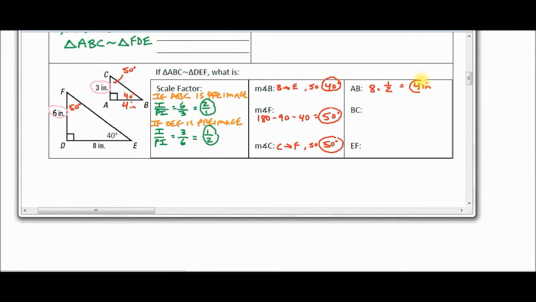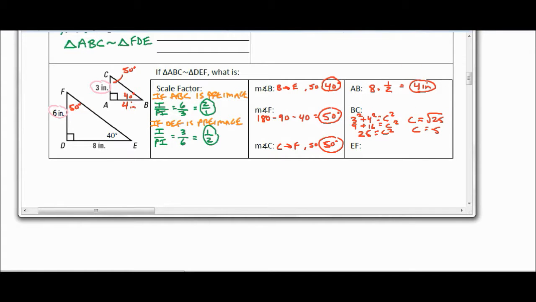Okay, let's take a look at BC. Well, BC is the hypotenuse. We know the legs, 3 and 4. Let's use Pythagorean theorem to find the missing side. So we've got 3 squared plus 4 squared equals c squared. 3 squared is 9. 4 squared is 16. That means 25 equals c squared. So that means c equals the square root of 25, and the square root of 25 is 5.